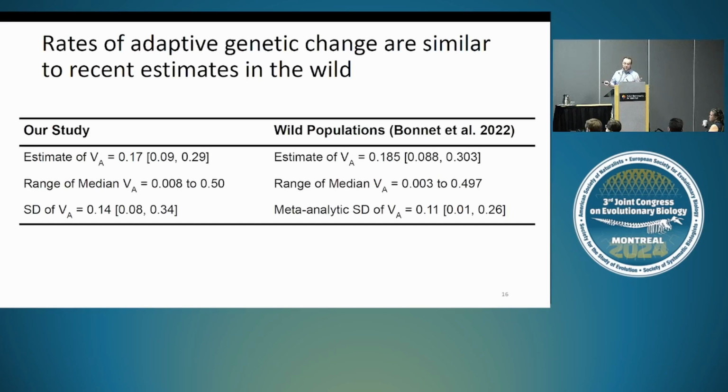And what we found when we got this estimate from all these different populations, which to me was quite surprising at first, is that rates of adaptive genetic change were remarkably similar to this recent estimate in the 2022 study. So we have our estimates of the additive genetic variance of fitness on the left here, and Bonnet et al.'s estimates from 2022 on the right. If you look at a lot of these numbers, they're quite similar across the board. So we have similar rates of adaptive genetic change occurring in these conservation and zoo settings.